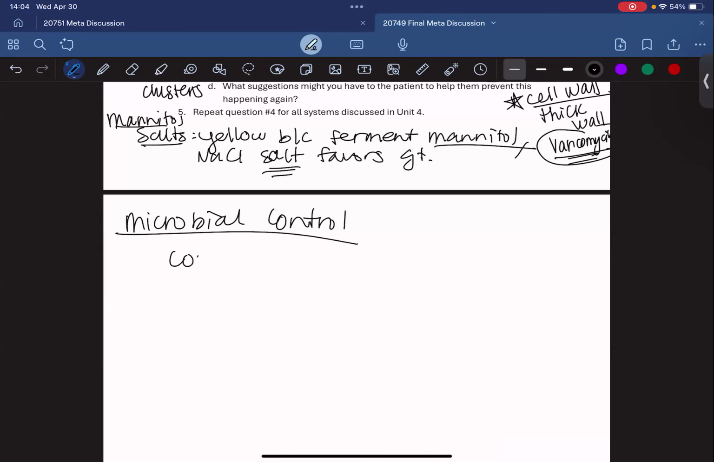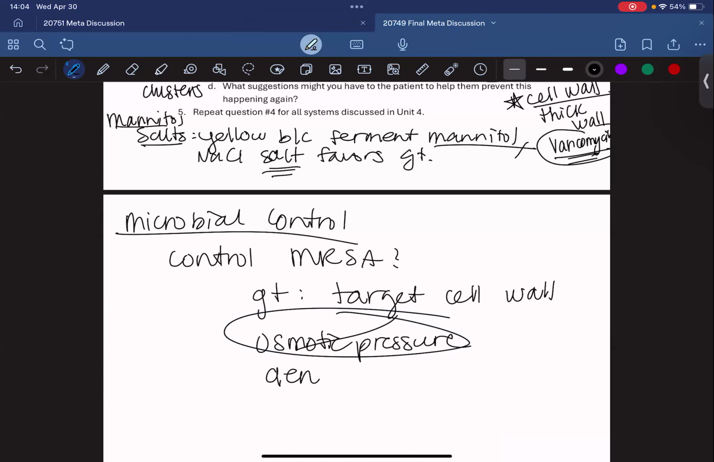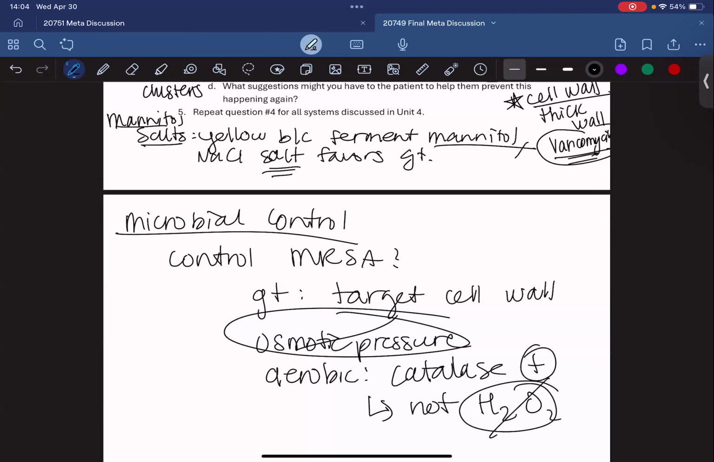So how might we control MRSA? Well, it's gram positive, so we might target the cell wall. Choosing something that uses osmotic pressure might not be as useful because they can survive high salty concentrations. So salt isn't really going to work well for controlling these guys. These guys also happen to be aerobic. They do produce catalase. So I would not use hydrogen peroxide for these guys because they will be able to fight it off.